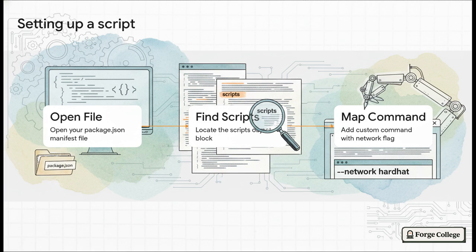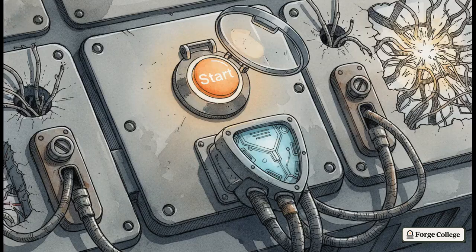Step 1, open your package.json. Step 2, locate the scripts object. And step 3, map out a custom command. Notice that we highly recommend using the explicit --network hardhat flag when you do this. By adding this precise command to your scripts block, you are essentially wiring a dedicated, perfectly safe start button.